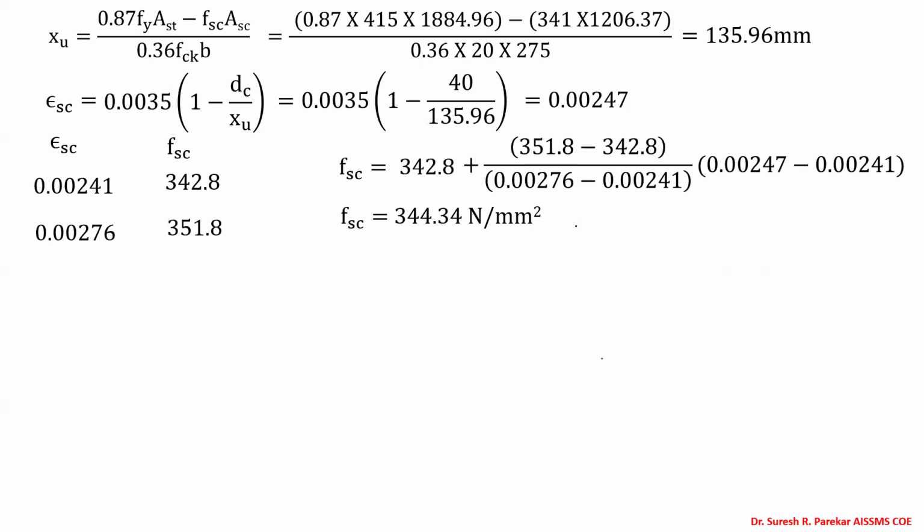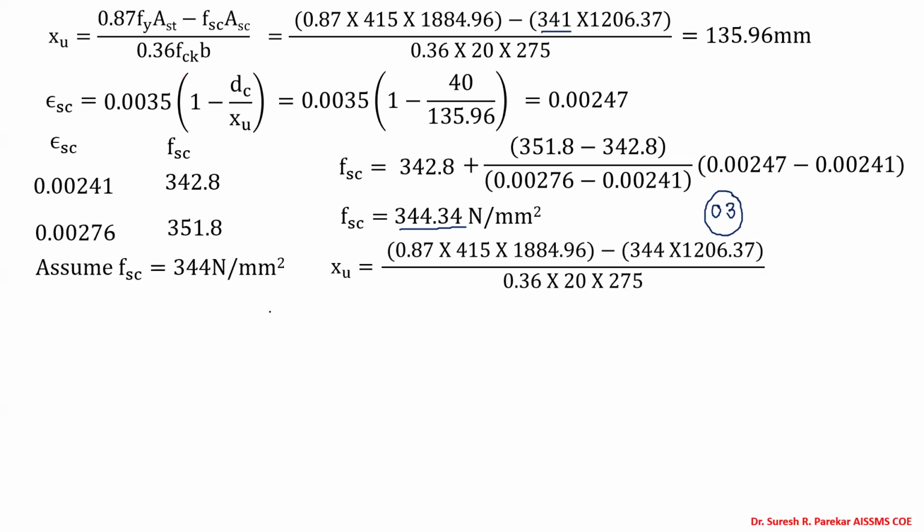square. See, the value assumed is 341 and now we got the value as 344.34. So we have 3 marks for this. So we have a 10 marks problem. So assume FSC as 344 Newton per mm square.